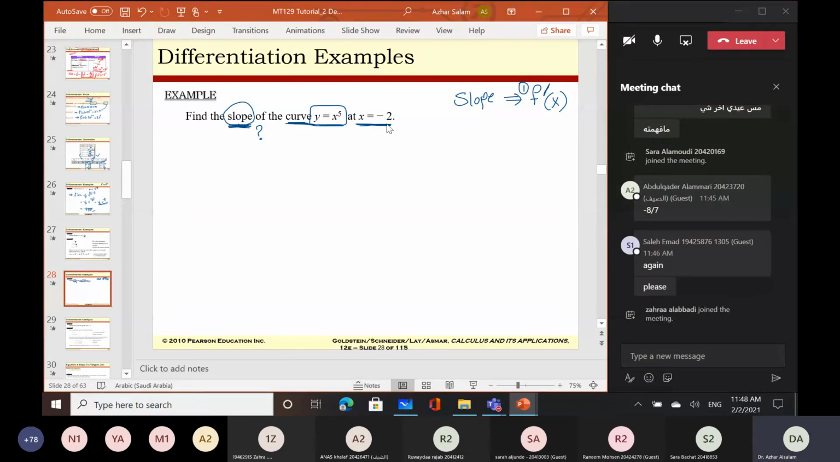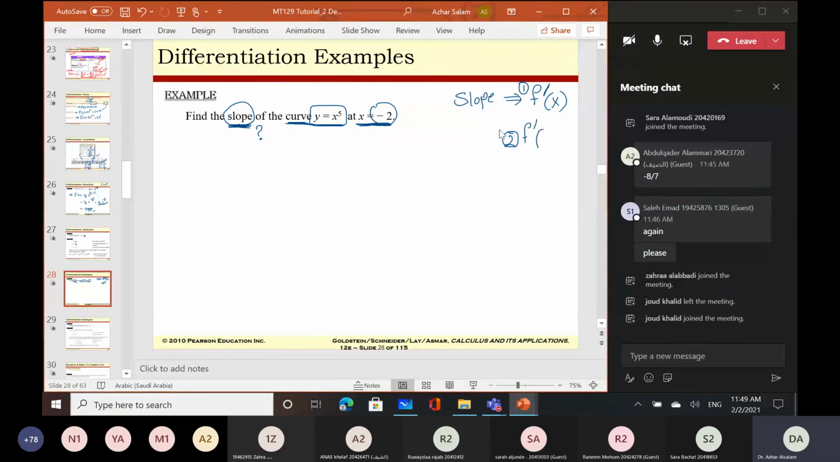They asked me to find it at a certain point, which is x equal to -2. So the second step, after finding the derivative, I have to substitute in the derivative f dash by this point, which is -2, f dash of -2. Okay, this is the answer. So the first step, I have to find f dash or y dash. I have here f of x equals x to the power 5. So f dash of x equals 5x to the power 4. This is the derivative. This is the first step.